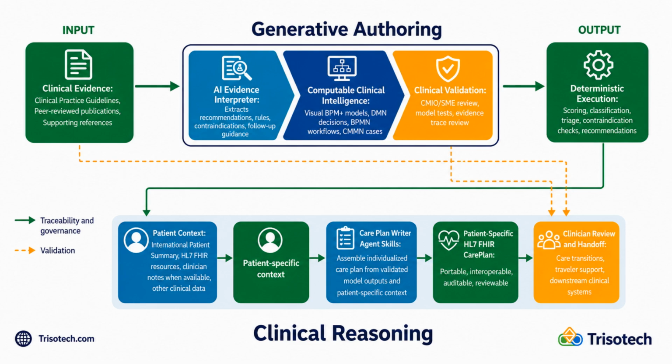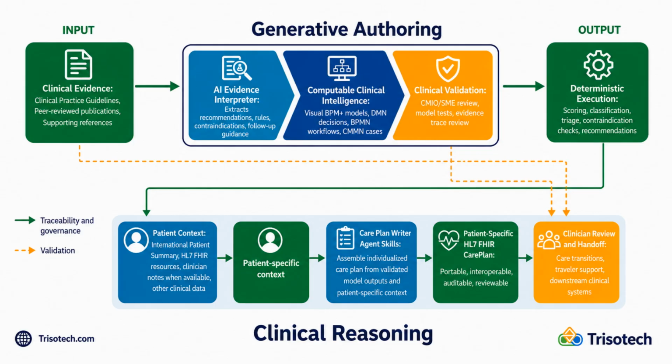Here's a quick overview of the architecture for evidence to patient-specific FHIR care plan. During the generative authoring phase, clinical evidence is used to identify the relevant care planning logic. Next, that logic is converted into a visual BPM Plus model, including deterministic DMN decision logic. The model can be reviewed before use.